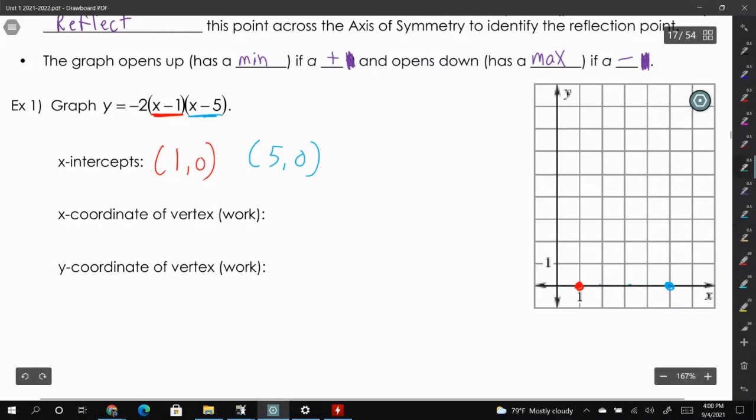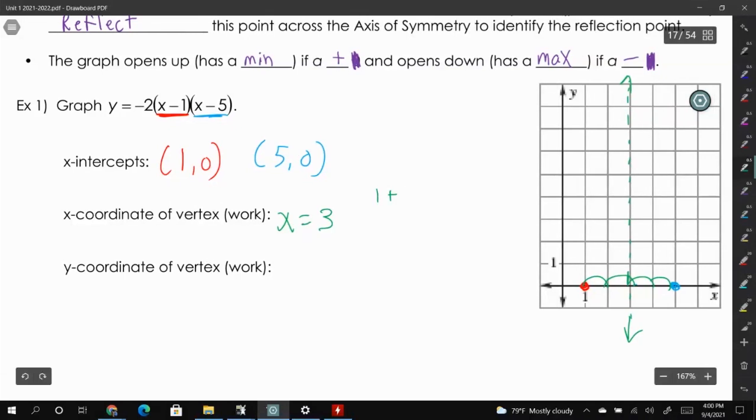Now to find your axis of symmetry, we want to go halfway in between. So 1, 2, 3, 4. Halfway in between is right here. This is our axis of symmetry at x equals 3. And again, you could have done 1 plus 5 over 2, and that still would have given you 3.